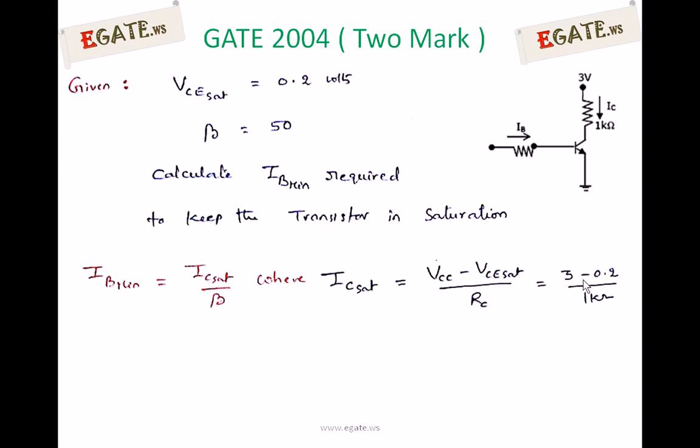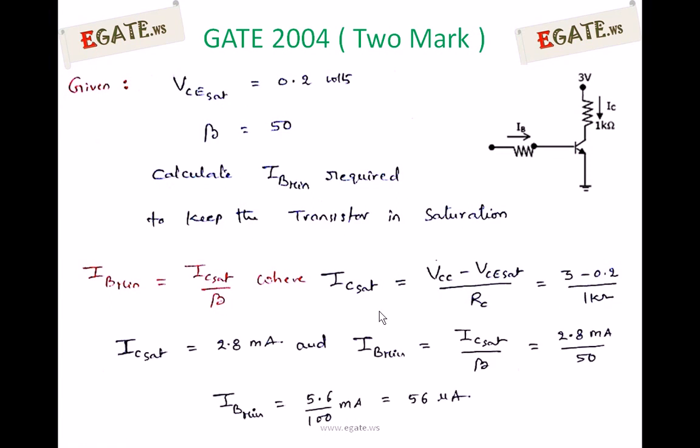VCC is 3 volts, VCE saturation is 0.2 volts, RC is 1 kilo ohm. So IC saturation will become 2.8 milliamperes, and IB minimum is nothing but IC saturation by beta, that is 2.8 milliamperes by 50. We can write it as 56 by 100 milliamperes, that is equal to 56 microamperes.